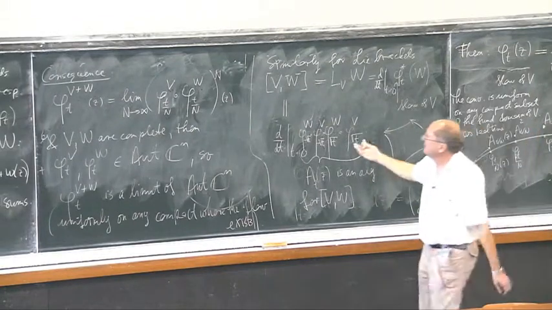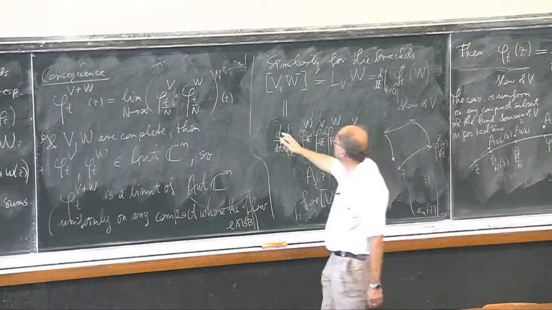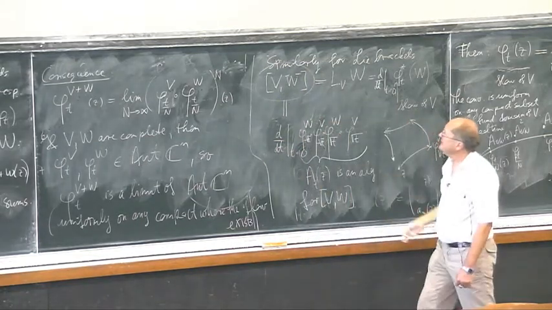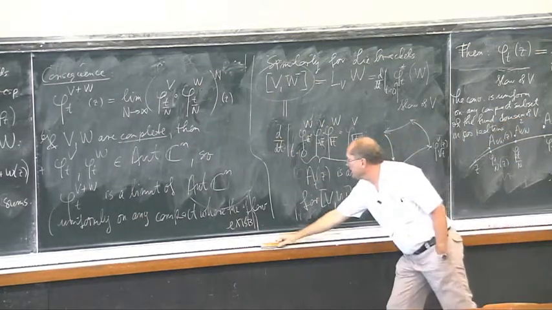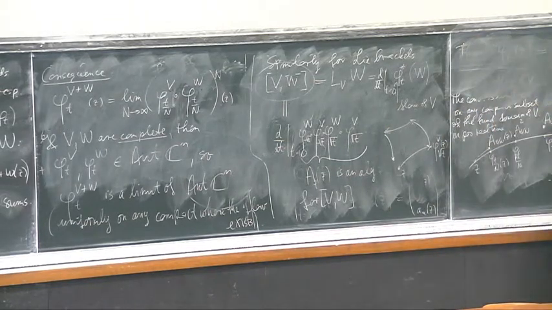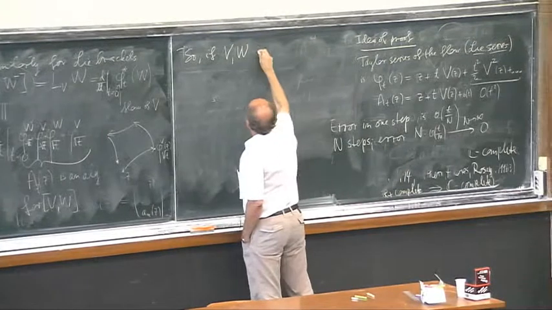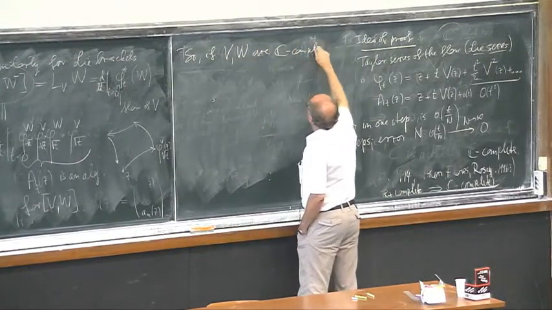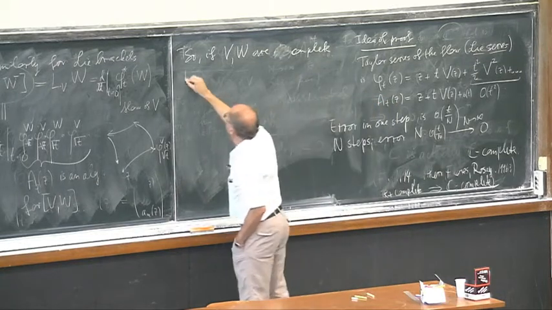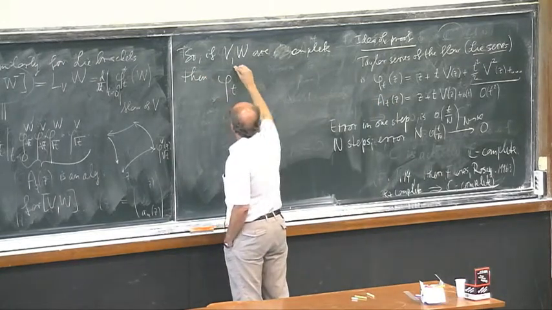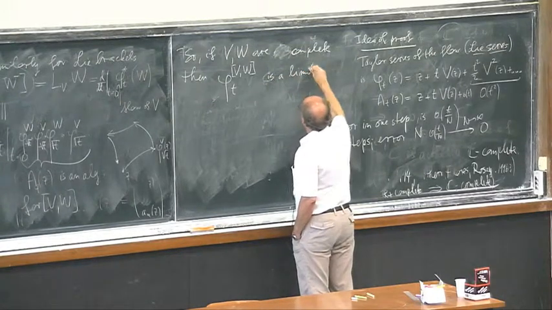And again, you can conclude that you have a formula like this, except that you have to use this map. So what you again conclude, I won't write down the formula, is that if V and W happen to be complete, then the flow of this guy is also a limit of automorphisms. Actually even R complete would be enough, but let's just call it complete since we know it's all the same. Then phi t of the commutator is a limit of automorphisms.